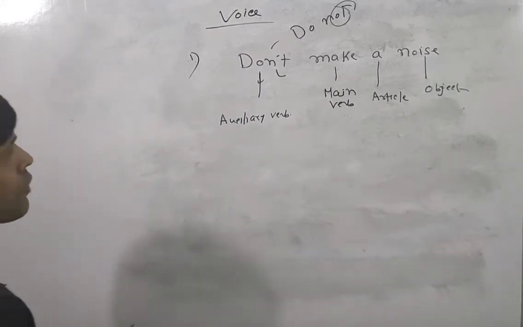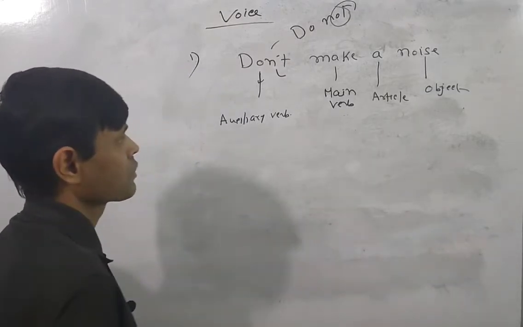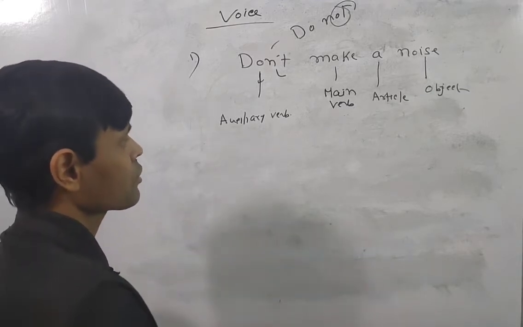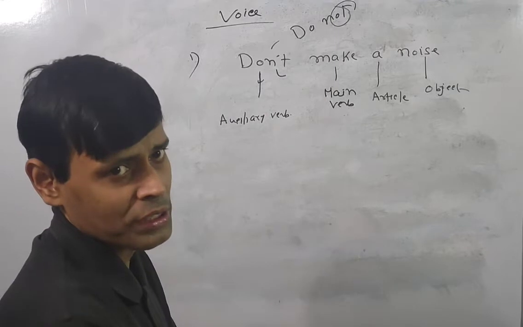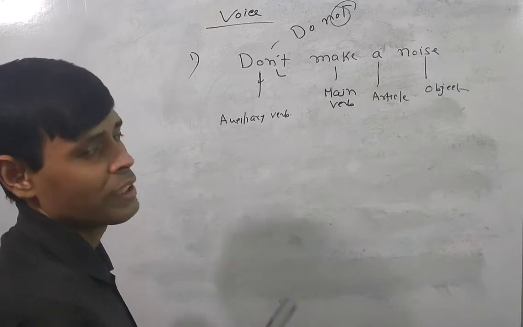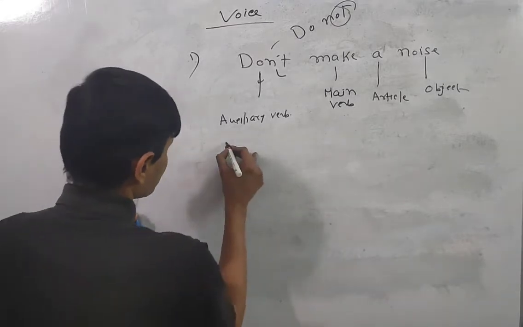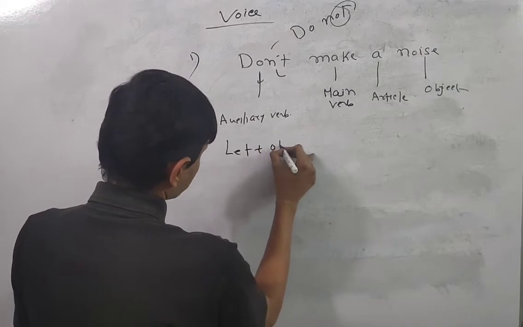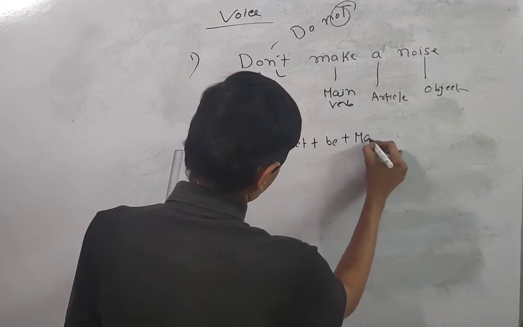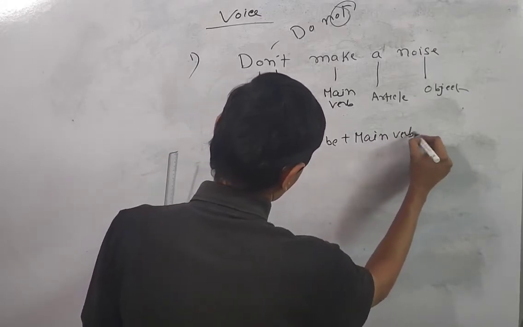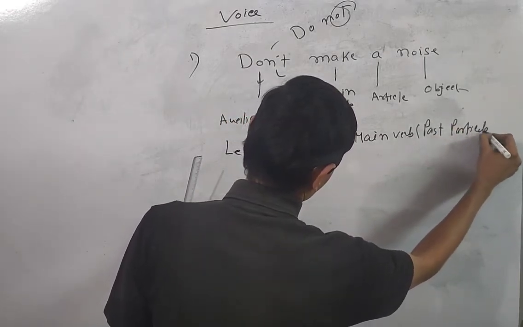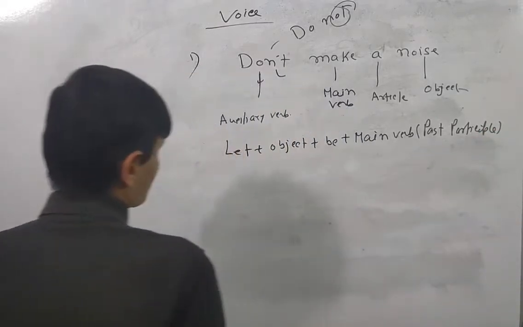Now what will be the answer then? We have already got the object, that is a noise. Instead of using let, we can also change the words in some other way. But we are just going to change it in the same way. That means let, object, be, main verb in past participle form. Okay.